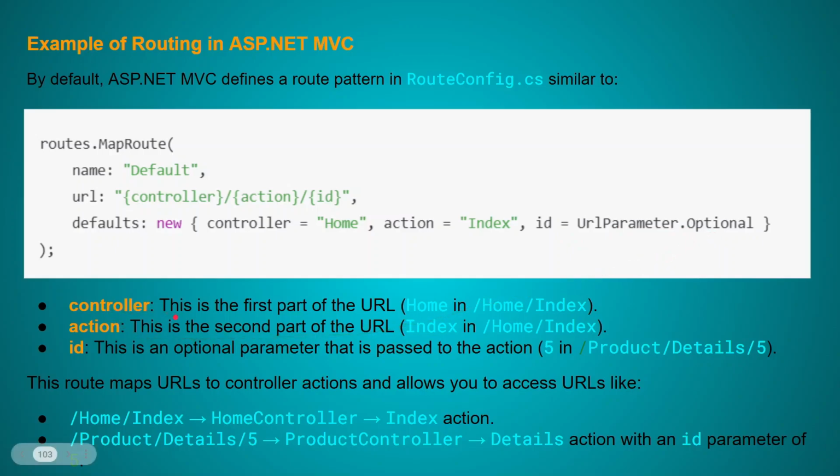See here, controller, this is the first part of the URL, home in /home/index. Action, this is the second part of the URL, index in /home/index. ID, this is the optional parameter that is passed to the action, 5 in /products/details/5. This route maps URLs to controller actions, allowing you to access URLs. /home/index maps to the home controller index action method. /product/details/5 maps to the product controller details action with ID parameter of 5.